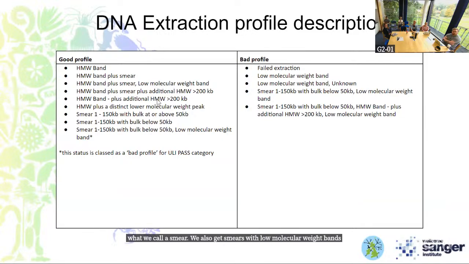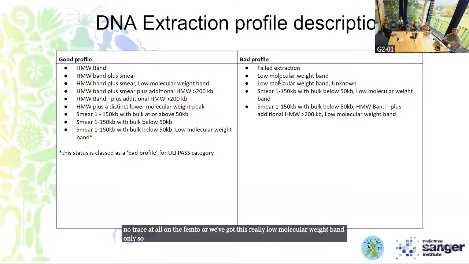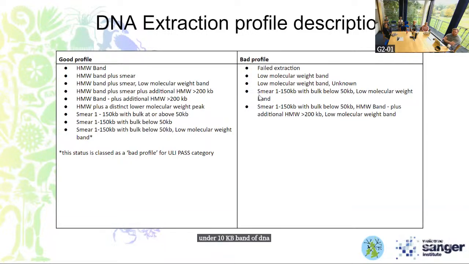We get some instances where we have a high molecular weight band plus some really, really high ultra long stuff. And then we get sort of DNA that's mainly smeared, but with the bulk above 50 kb or below 50 kb. And then we have really poor profiles where there's sort of no trace at all on the femto, or where we've got this really low molecular weight band only, so under 10 kb band of DNA. But then we've got sort of combinations of the smear with a low molecular weight band included. So there's a lot of sort of profiles that we get, as you can see from this table.